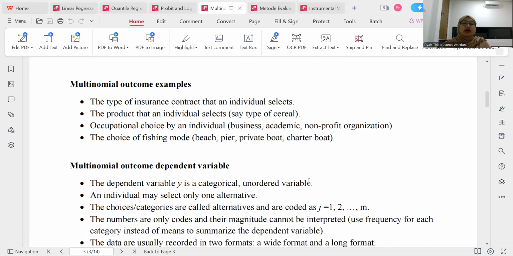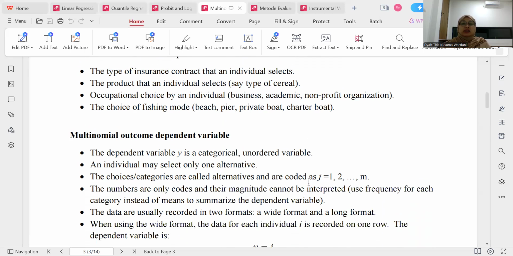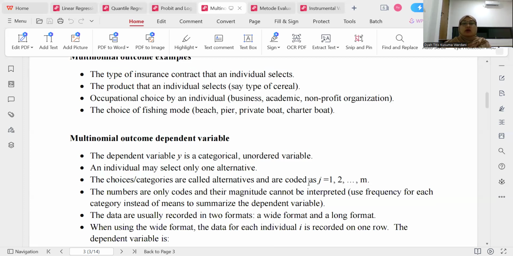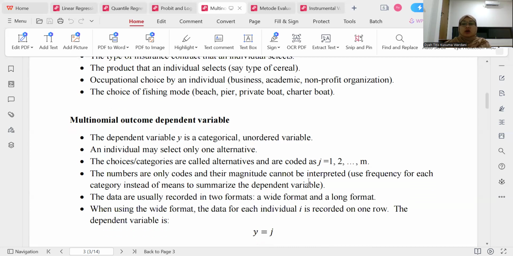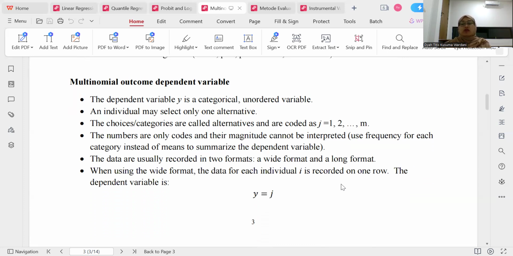Then, the multinomial outcome dependent variable. The dependent variable y is a categorical, unordered variable. An individual may select only one alternative. The choices or categories are called alternatives and are coded as j equal to 1, 2, and so on until M. The numbers are only codes and their magnitudes cannot be interpreted. Use the frequency for each category instead of means to summarize the dependent variable.